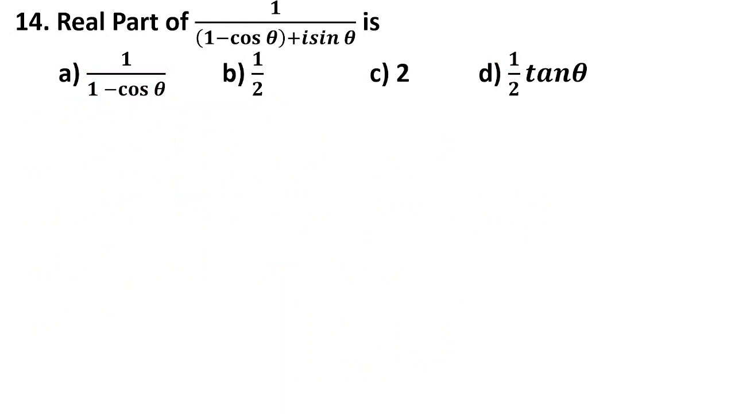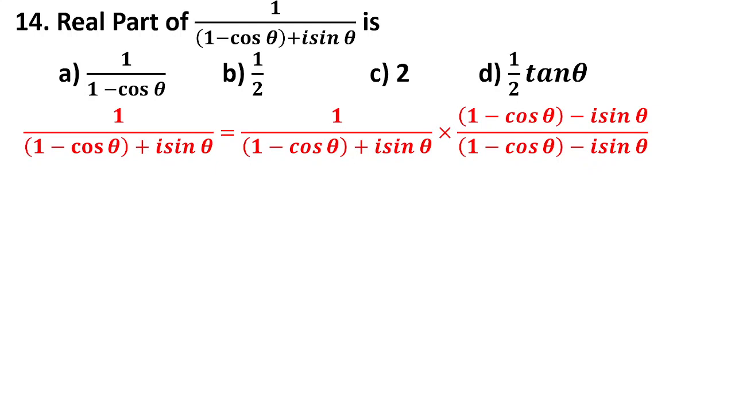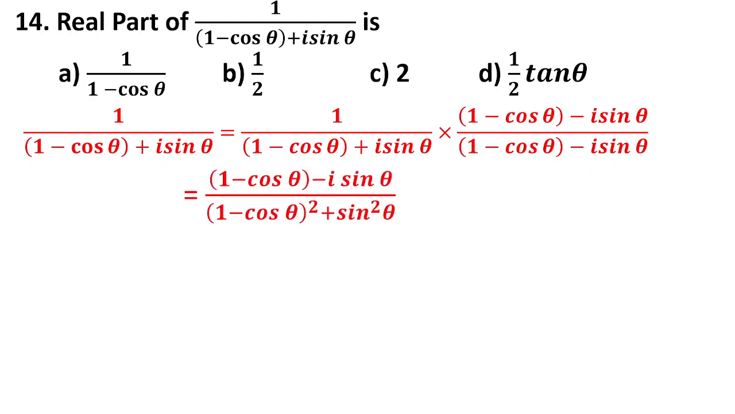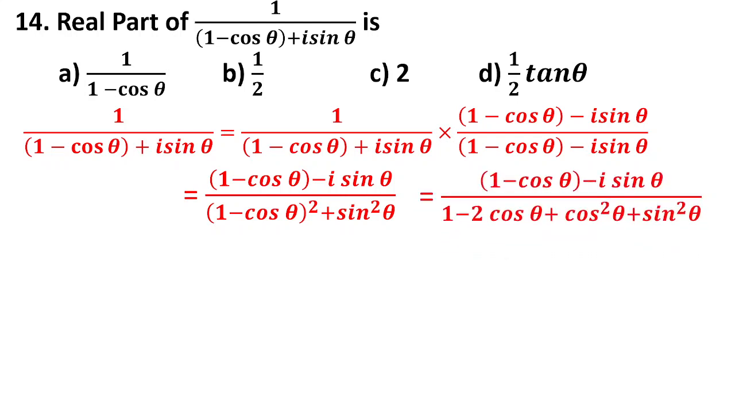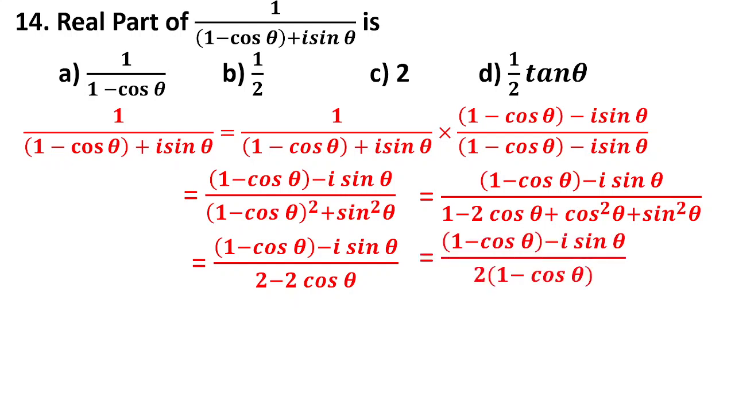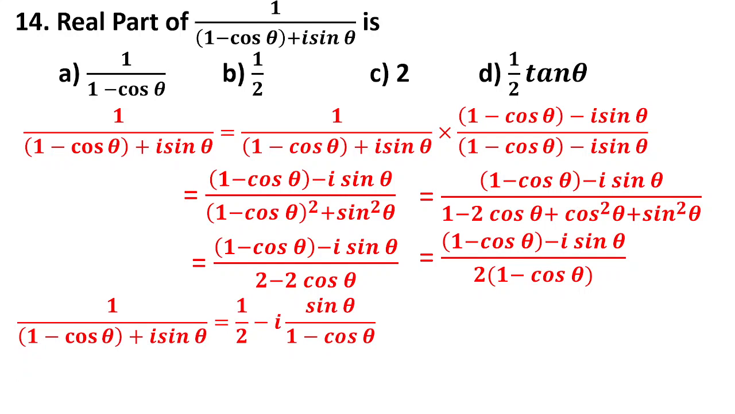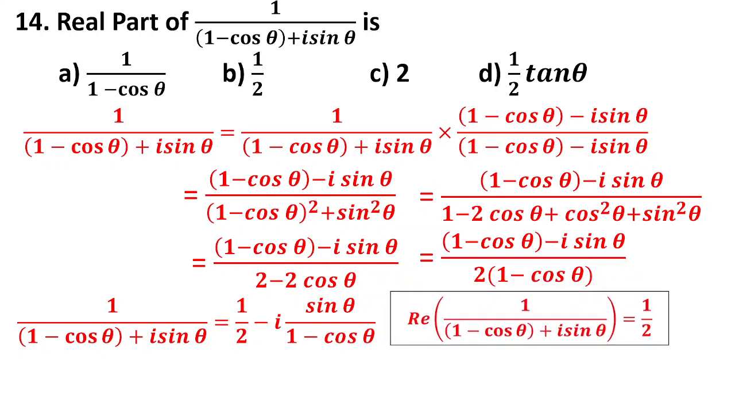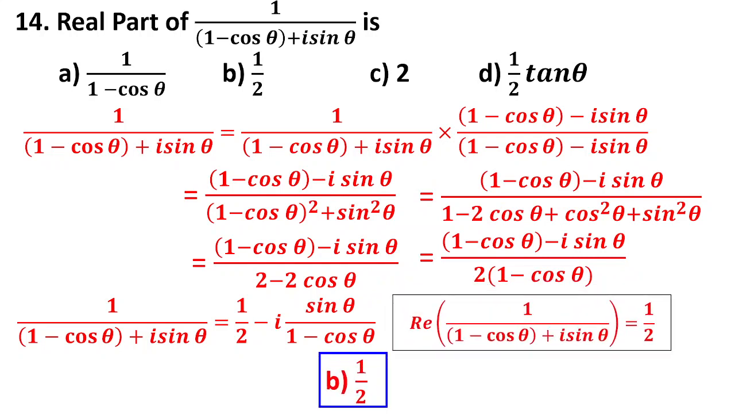Question number 14. Find the real part of 1 by 1 minus cos theta plus i sin theta. Multiply and divide by the conjugate, that is 1 minus cos theta minus i sin theta. Denominator will be a square plus b square, that is 1 minus cos theta whole square plus sin square. Let us expand it. You will get in the denominator 2 minus 2 cos theta, because sin square plus cos square is 1. Take 2 outside and get the real part and imaginary part. The real part is 1 minus cos theta by 2 into 1 minus cos theta, therefore 1 by 2. The real part is 1 by 2, therefore the answer is B, 1 by 2.